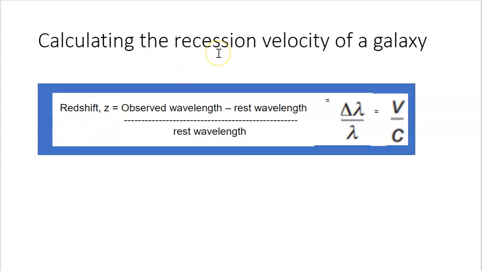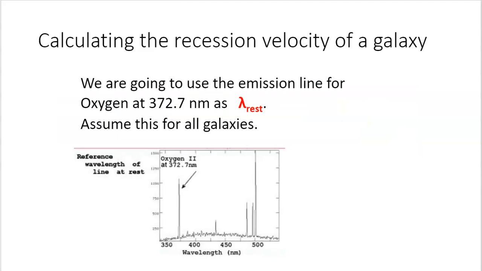Calculating the recession velocity of a galaxy, well, remember from your work on the Doppler equation, we've got something called an observed wavelength and a rest wavelength. If we subtract the rest wavelength from the observed wavelength, we get what's called delta lambda, and we can then say that delta lambda over lambda is the same as v divided by c. So how are we going to actually obtain this data?